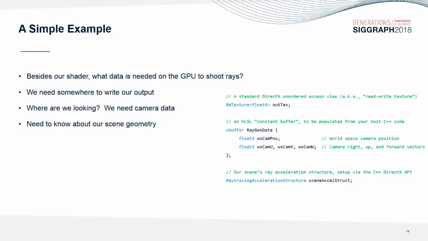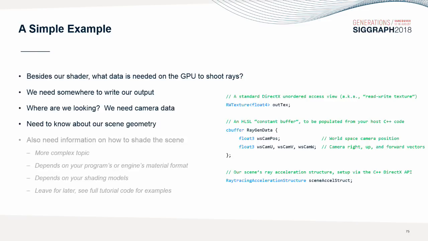So that's enough to get you started with a really basic DXR shader. You also need some more complicated information about how to shade your scene, and this will be different from framework to framework or renderer to renderer, depending on how you're storing your shading and material values, and even your geometric values on the GPU. You can look at the tutorial code online to see how I do it, but in your renderer, this will change.